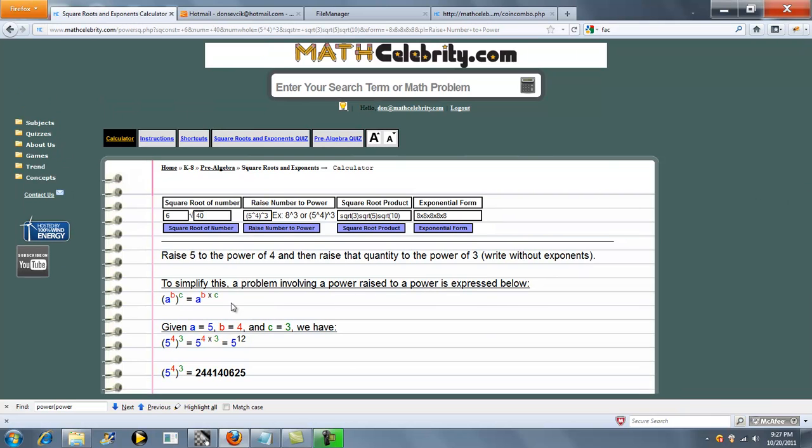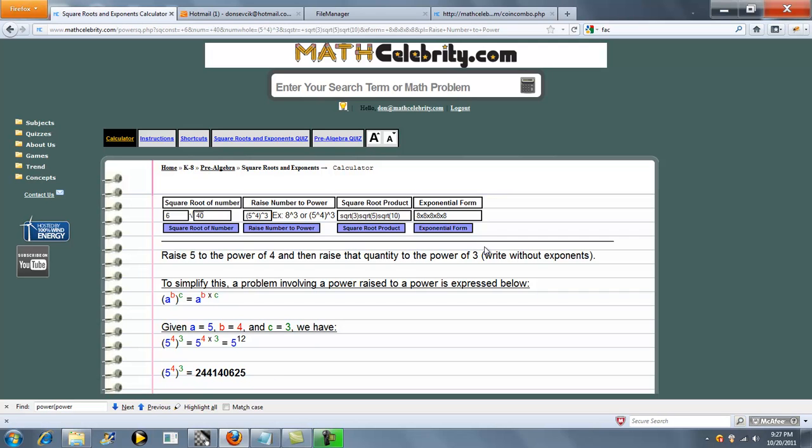So this is kind of cool because we've got color coding. We've got blue, red, and green. So we've got 5 raised to the 4th raised to the 3rd, but really that's 5 raised to the 4 times 3, which is 5 to the 12th. And we evaluate that as our final answer.